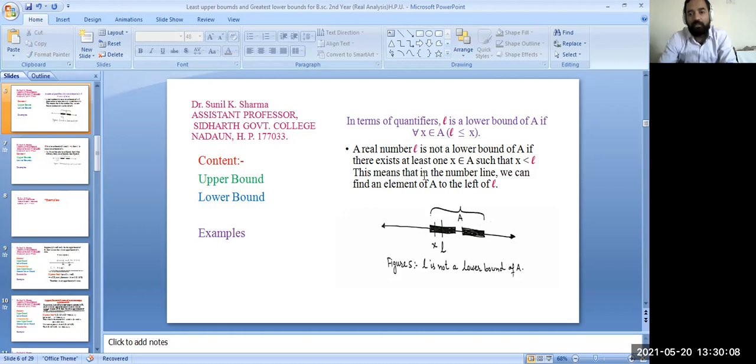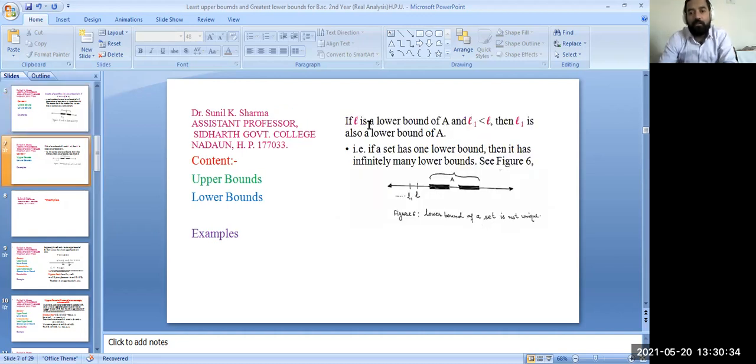This means that on the number line we can find an element of A to the left of L. So you can see in the figure that we have at least one x of this non-empty set A which is less than L. So it means L is not a lower bound of this set A.